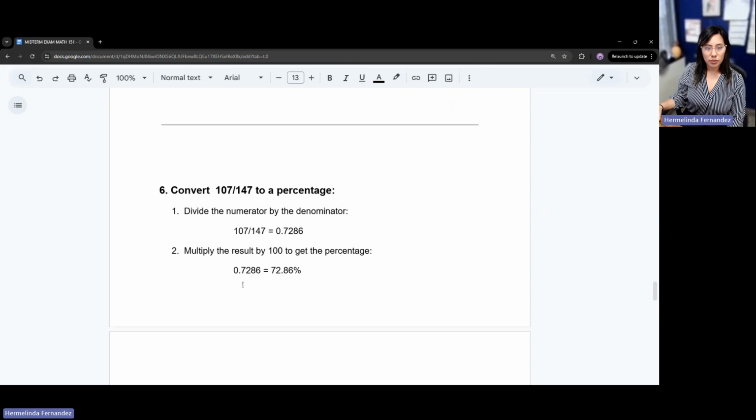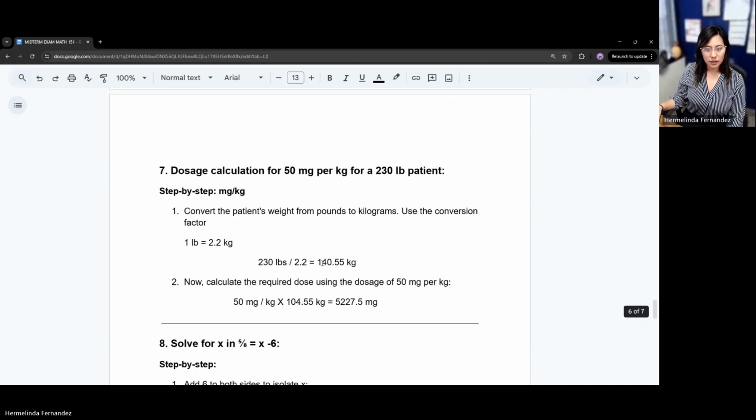So that would be 0.7286, and that would be 72.86%, okay? Now, dosage calculations for 50 mgs per kg for a 230-pound patient. So you have a patient comes in, you will need to know how to convert this. So the first thing you need to do is convert your pounds to kilograms.